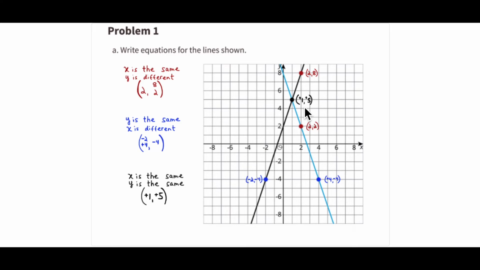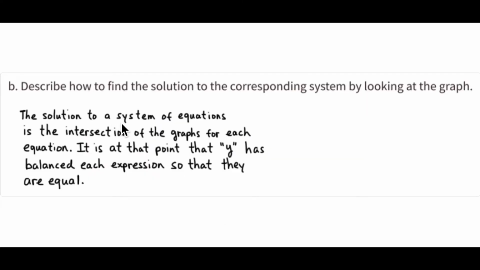It's a positive 1 for the x-coordinate and a positive 5 for the y-coordinate. So that is the solution to this system of equations, the only place that has the same coordinate pair for both graphs. The solution to a system of equations is the intersection of the graphs for each of those equations. It is at that point that y has balanced each expression so that they are equal.